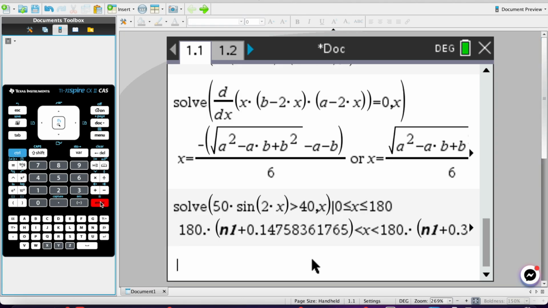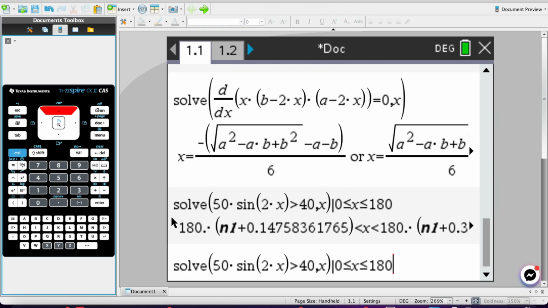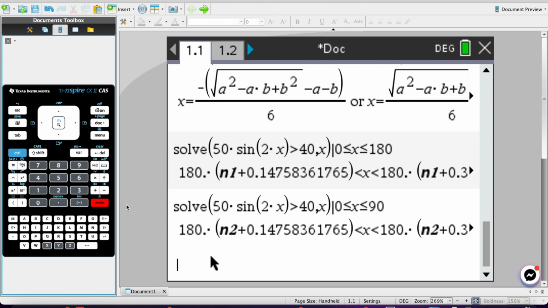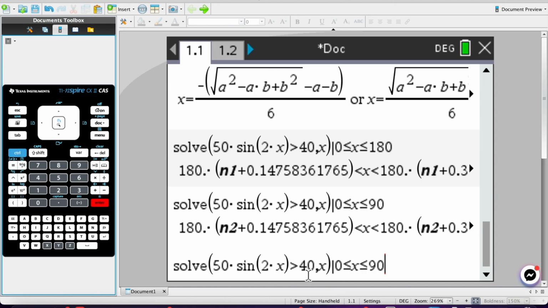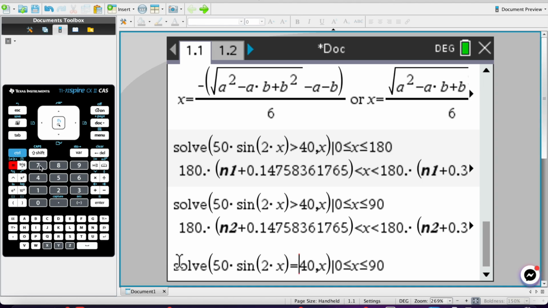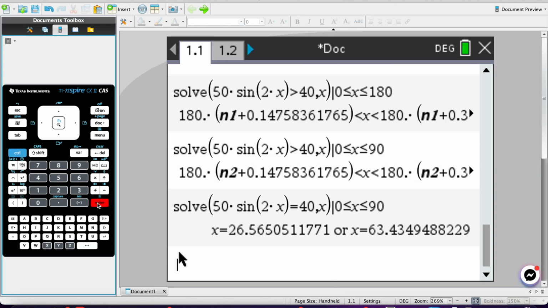We got the integers. Maybe if we just said 90. Still got integers. Okay, let's just do equal to. Okay, so we got these two values.